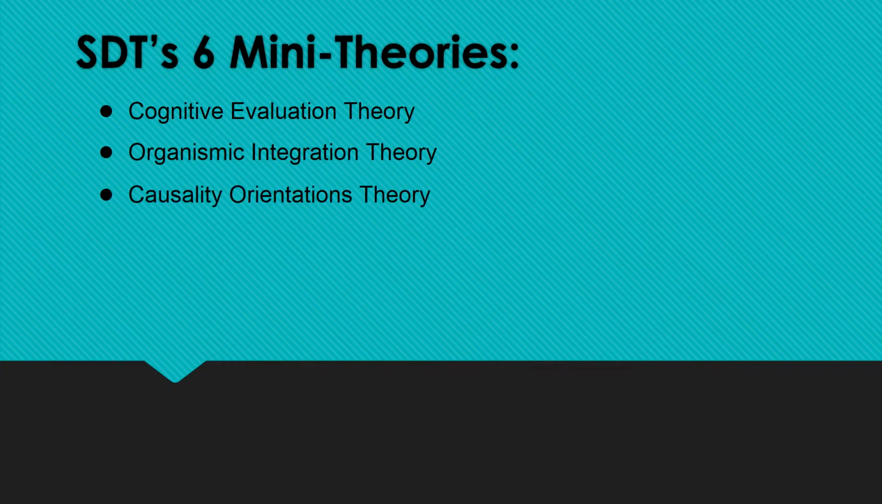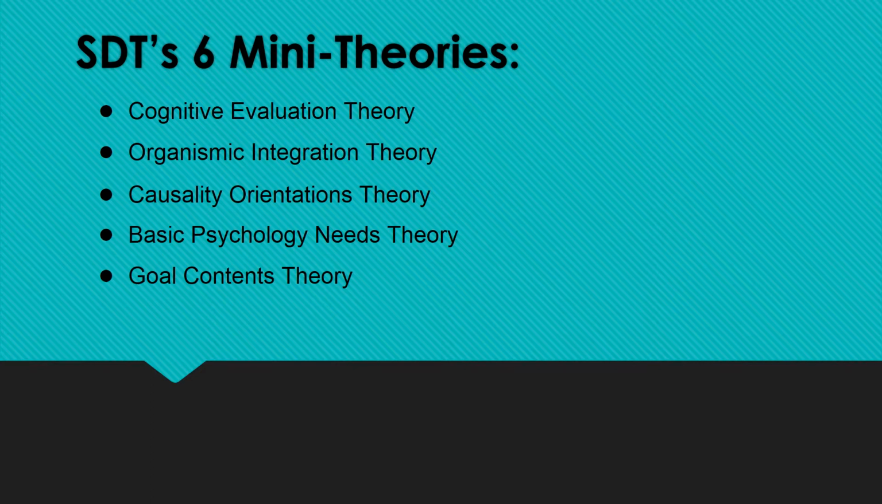The third mini-theory is causality orientation theory. This theory shows how a person retains autonomy under the stresses of outside influences. The fourth mini-theory is basic psychological needs theory, which outlines the three factors needed for psychological well-being: autonomy, competence, and relatedness. The fifth mini-theory is the goal contents theory. This theory compares extrinsic goals such as money or popularity to the intrinsic goals of close relationships, family, and community.